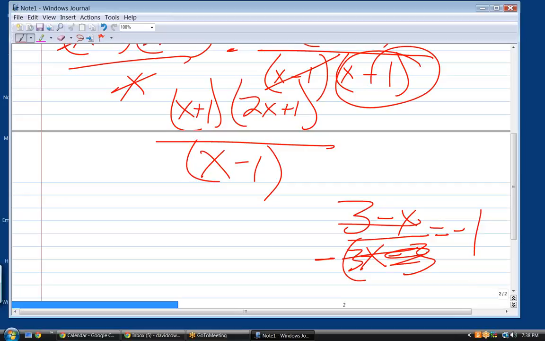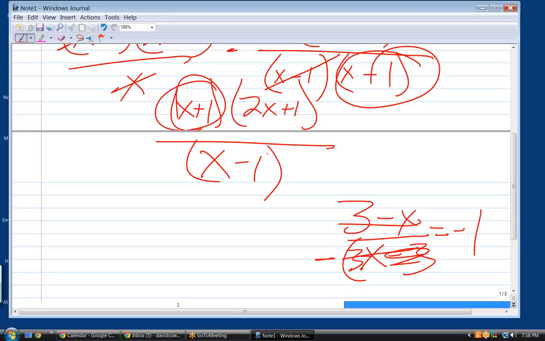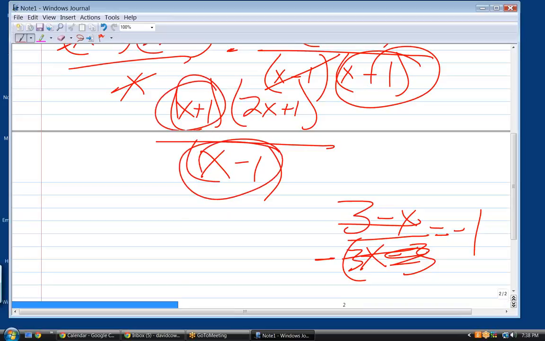But in general, you can only do same. In other words, I can't do anything with this x plus 1 divided by x minus 1. No way to simplify that. Same thing with the 2x plus 1. I can't do anything with this x plus 1 over here.